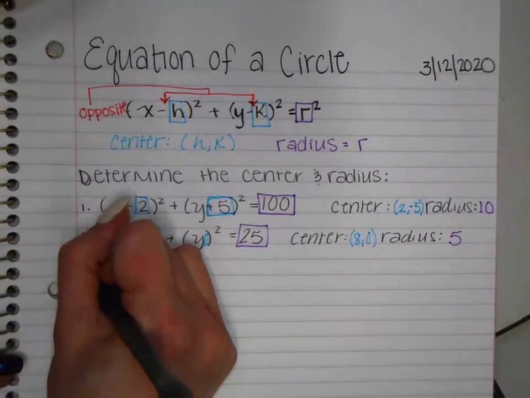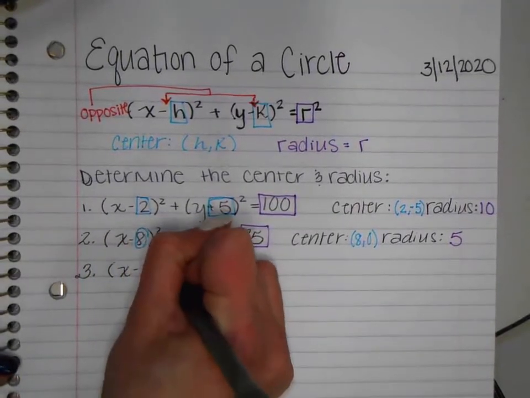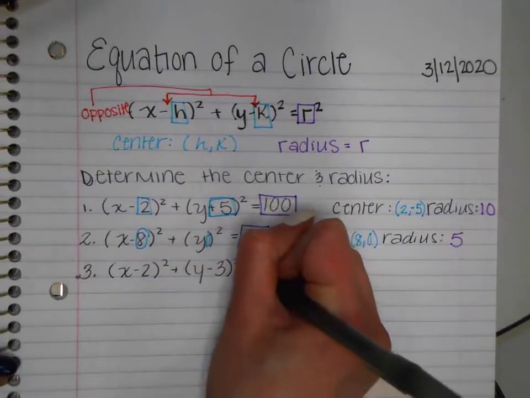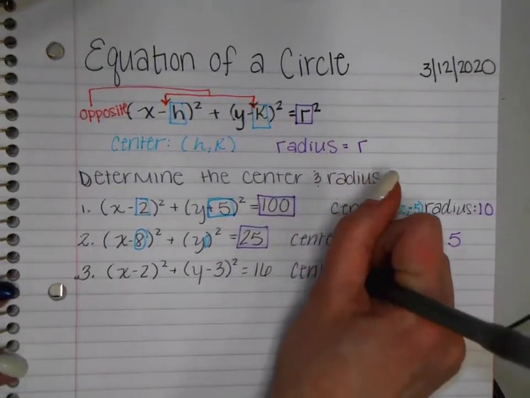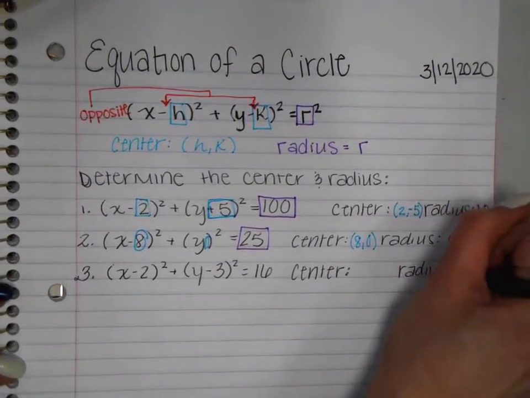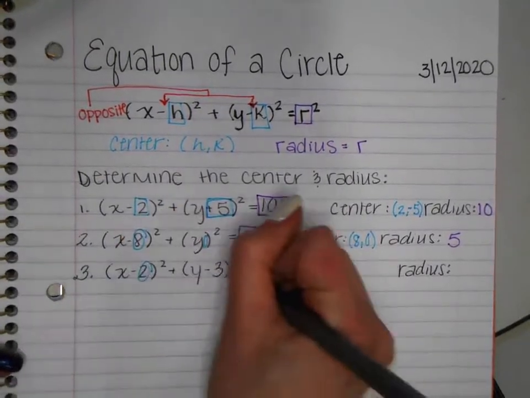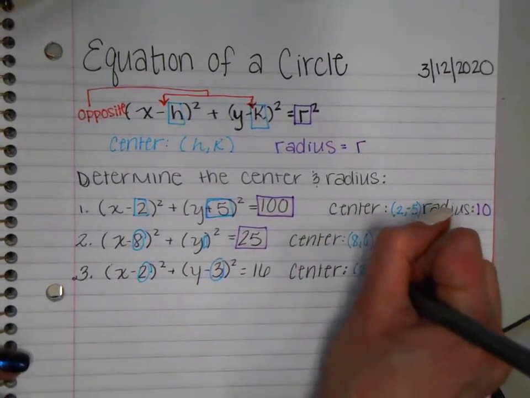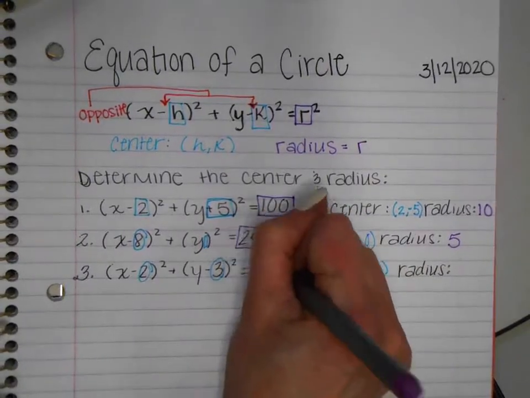And one more example gives us x minus 2 squared plus y minus 3 squared, and that equals 16. I'm sure you can easily fill this in yourself. Okay, so our center's 2, 3. Radius of 4, because 4 squared is 16.